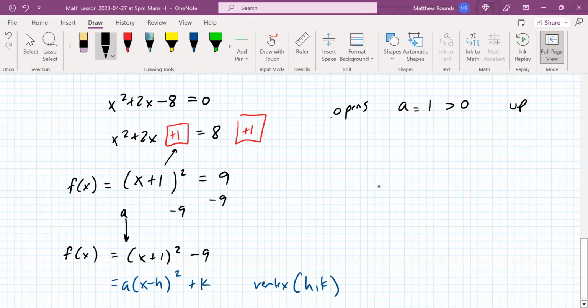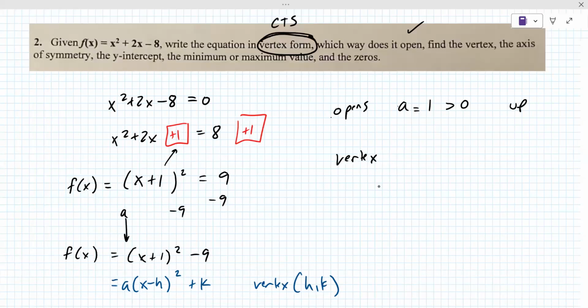All right, so your vertex in this problem, your h is like the opposite or inverse, and then k is the actual value there. Can you give me the values of h and k? Yeah. -1 and -9.